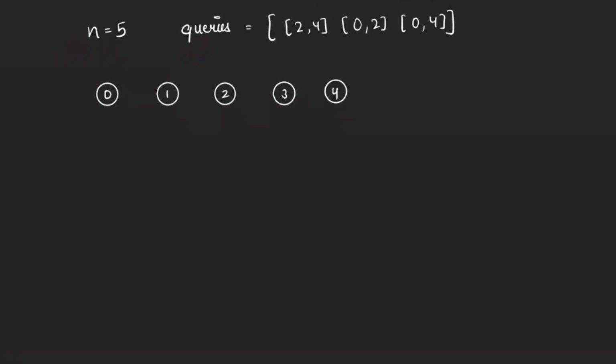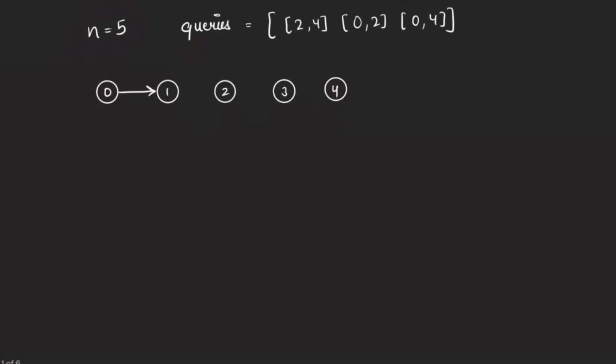So initially there are n cities which are numbered from 0 to n minus 1, that is 0 to 4. Now initially there is a unidirectional road between city i and city i plus 1. So basically there is a road between 0 and 1, starting from 0 and going towards 1. Then from 1 to 2, 2 to 3 and 3 to 4. So initially this is what it looks like.